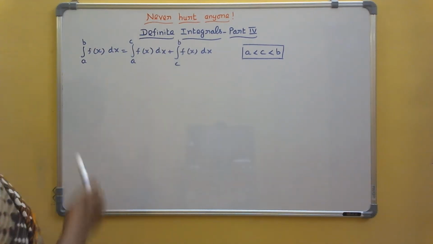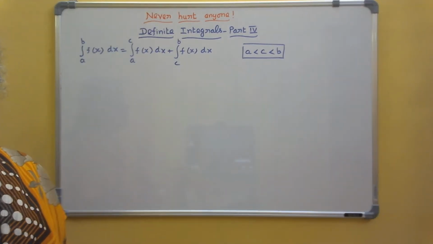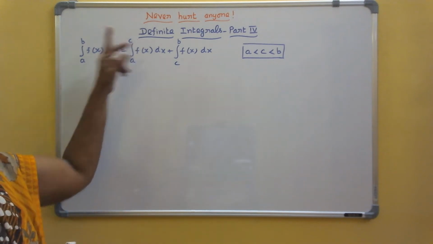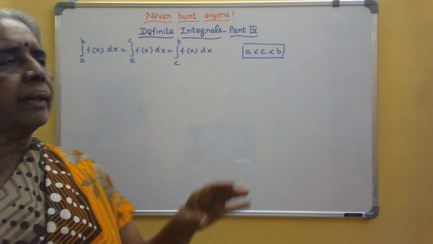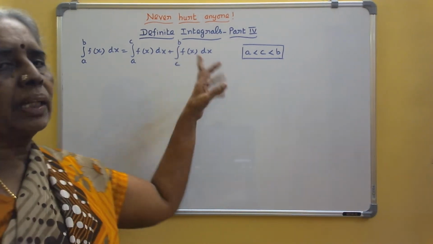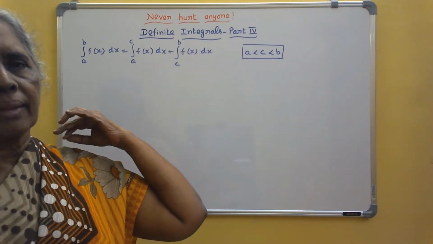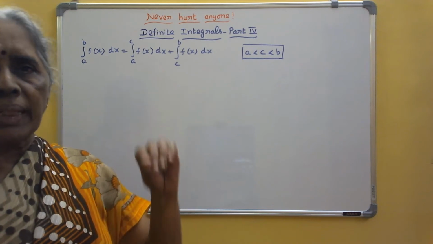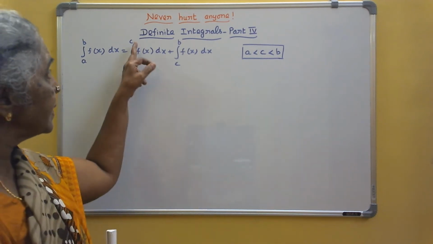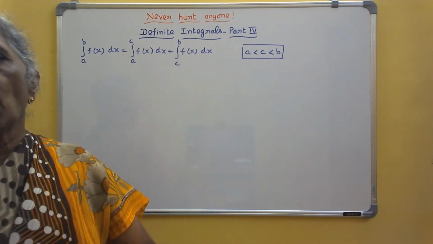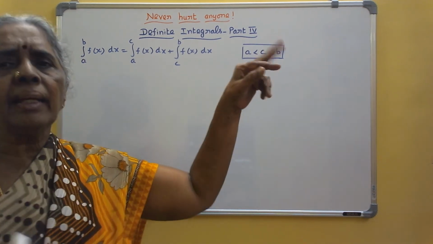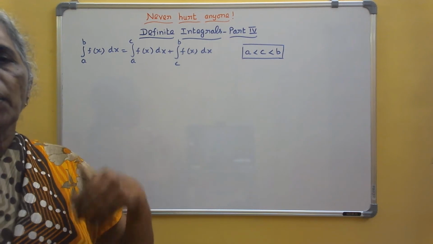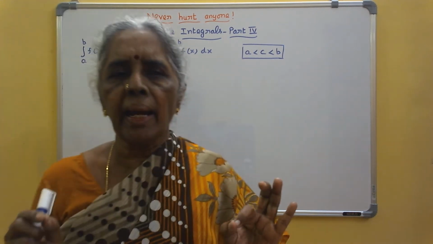Today you are going to learn the 5th property and sums based on that. Integral a to b f of x dx is equal to integral a to c f of x dx plus integral c to b f of x dx. In this there is one condition. This c which we have introduced in the RHS, for that a is less than c less than b, that c should lie between a and b.